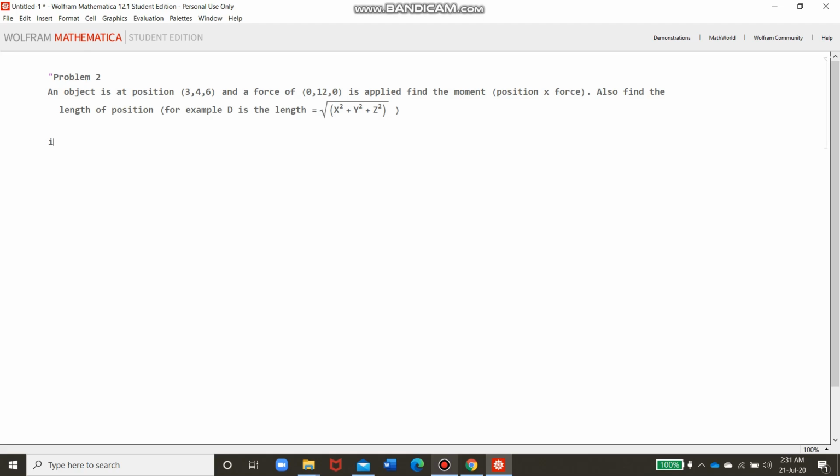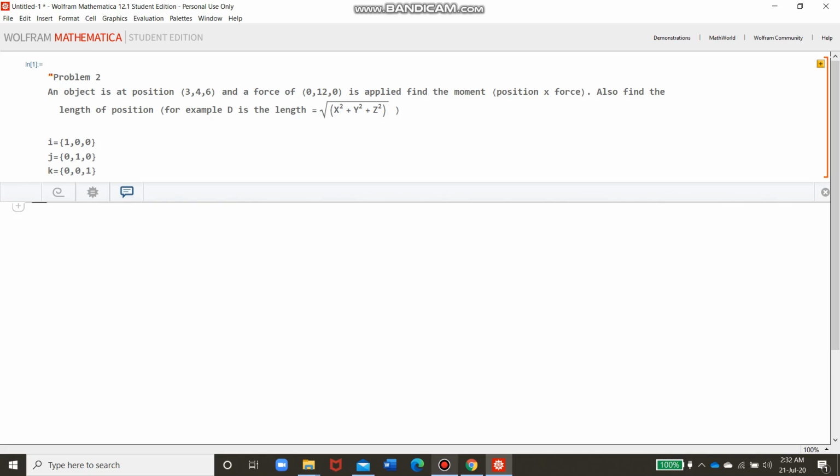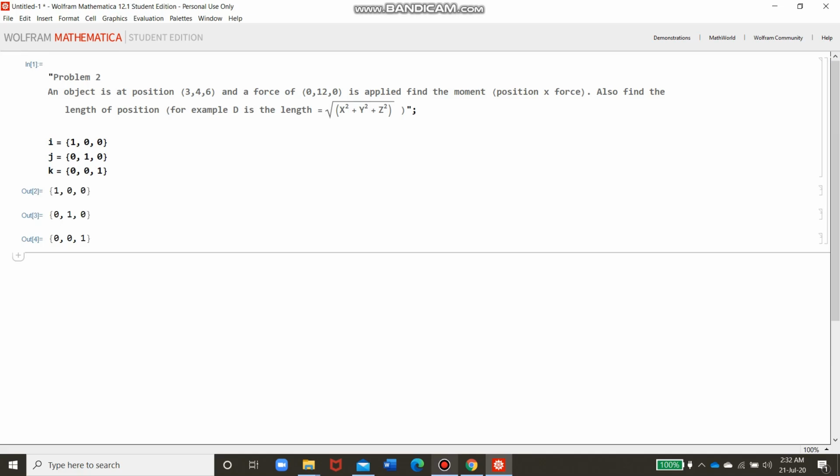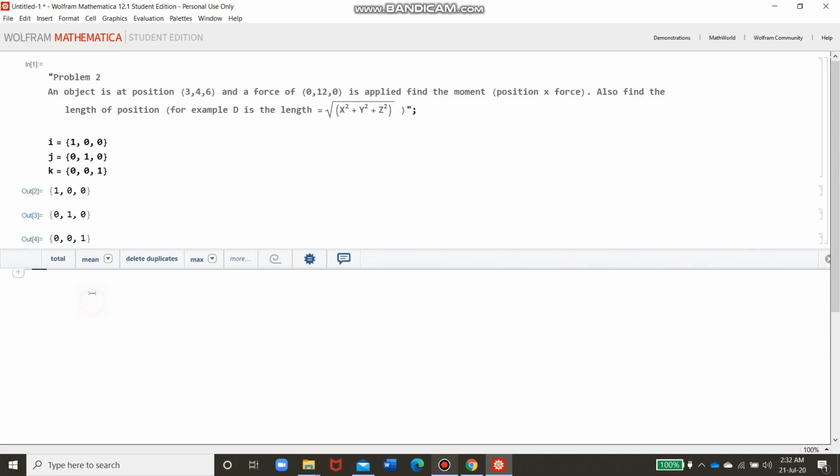So my first step is I'm going to write my ijk values. So j is 0, 1, 0, and k is 0, 0, 1. So I have defined all three, ijk, and now my next step is to define the position and force.